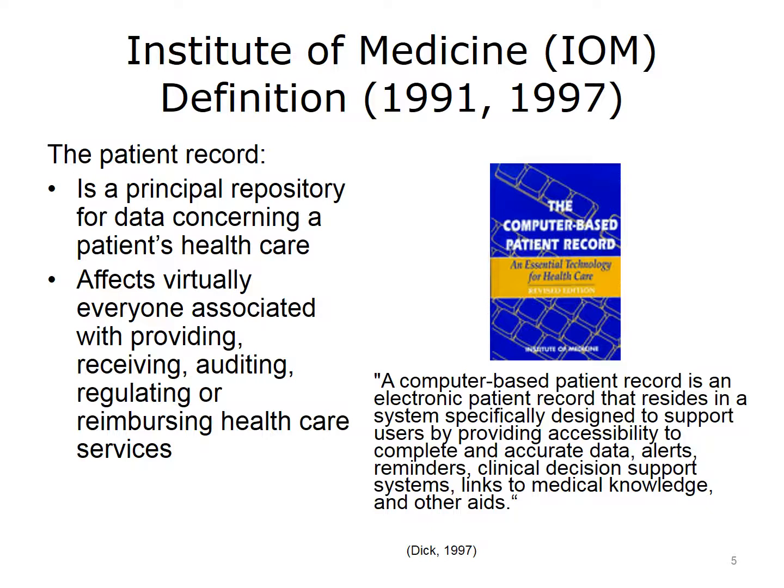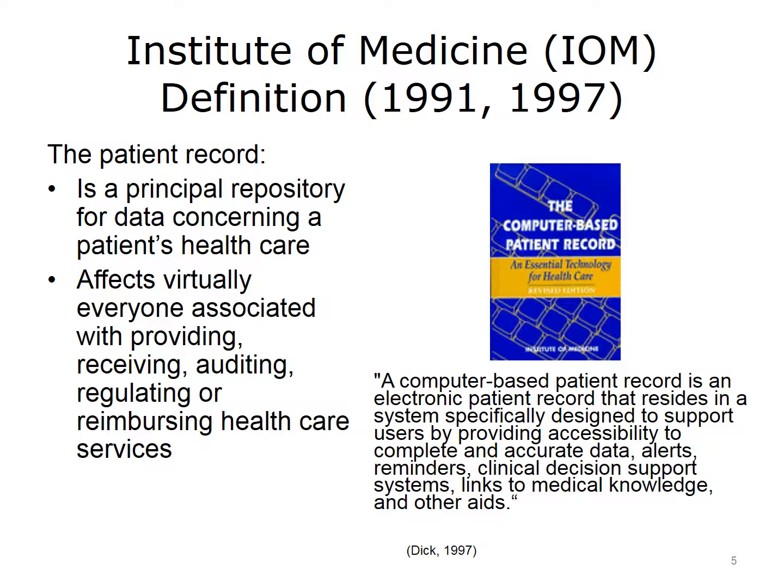This publication contributed to an increased awareness of the value of the use of computers in healthcare. The revised edition, published in 1997, noticed that little progress had been made in implementing EHR systems, and, with the exception of 2 additional chapters that discuss the current use of the EHR, was not otherwise changed. The IOM definition is a principal repository for data concerning a patient's health care that affects virtually everyone associated with providing, receiving, auditing, regulating, or reimbursing healthcare services.